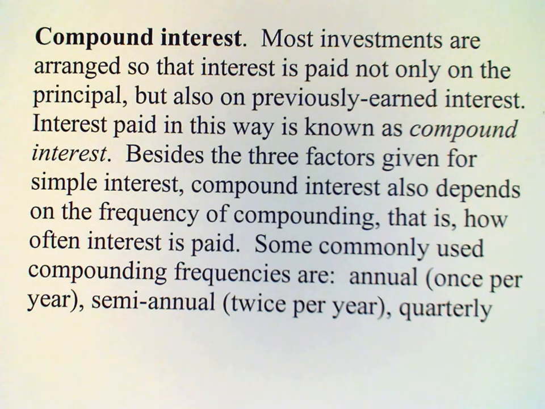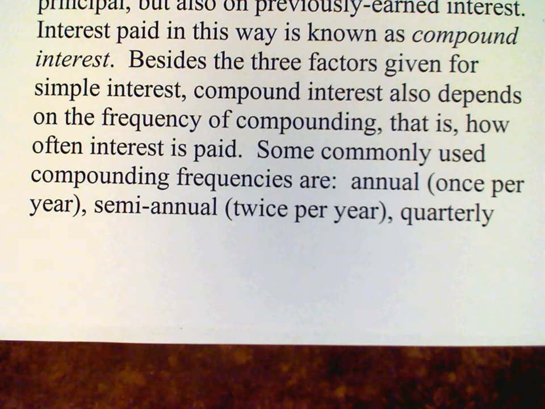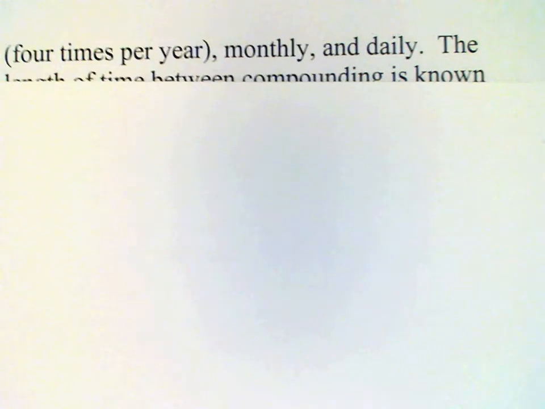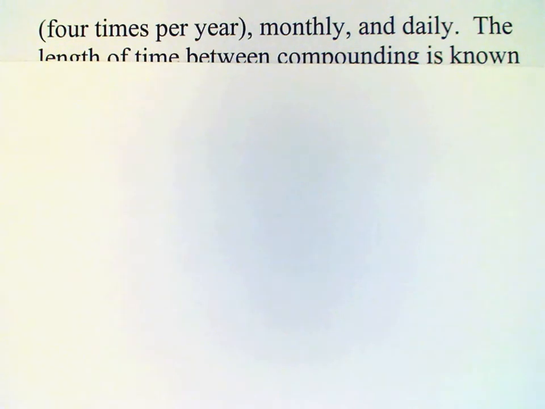There are several common compounding frequencies. Interest can be compounded annually, which means once a year, semi-annually, which means twice a year, or quarterly, which means four times per year. It's also possible to compound more frequently. Monthly compounding is common, and even daily compounding. These days, with computers to do the calculations, there's no reason not to compound on a daily basis.